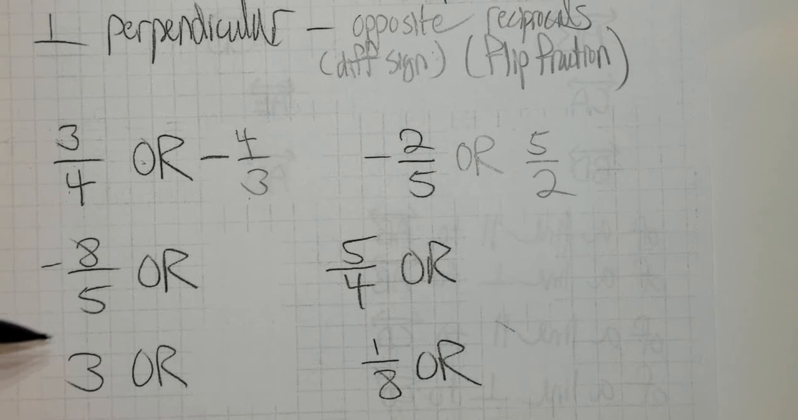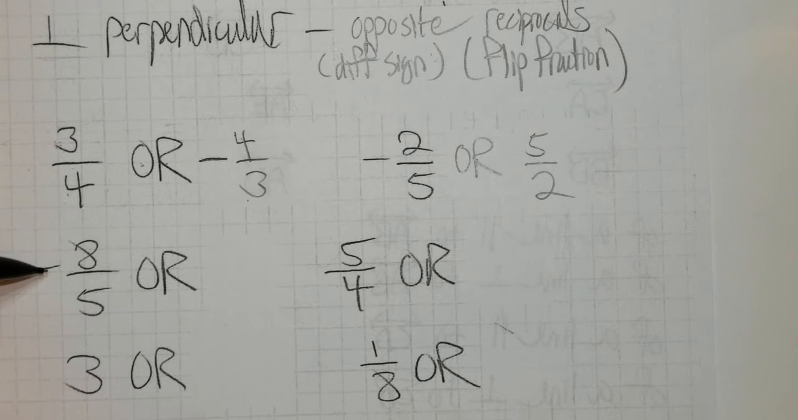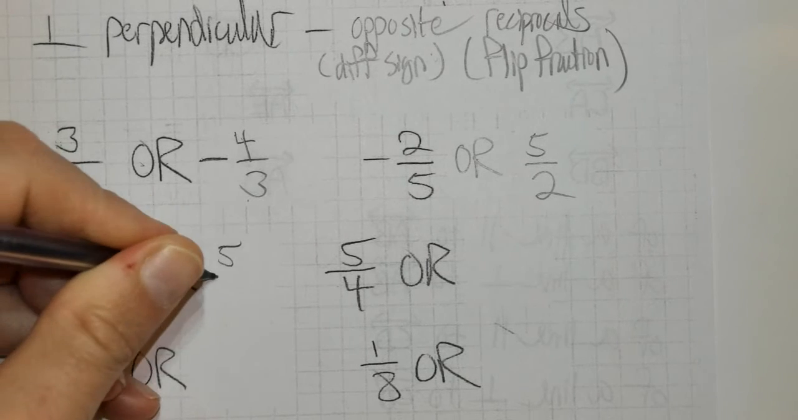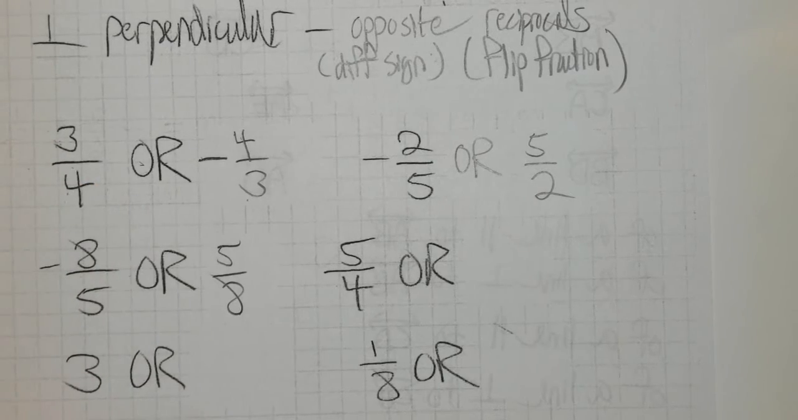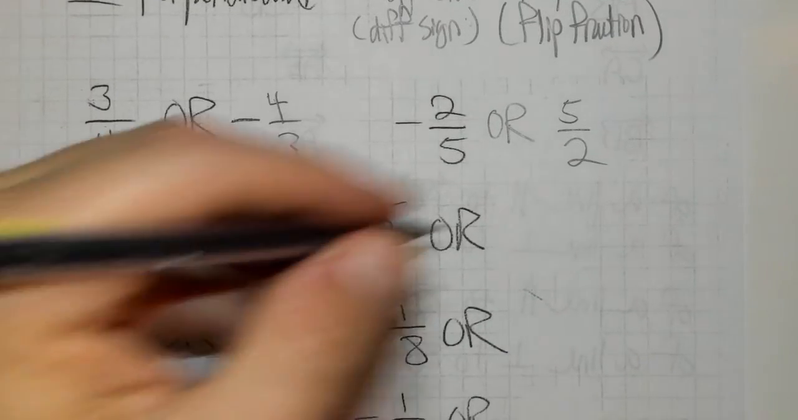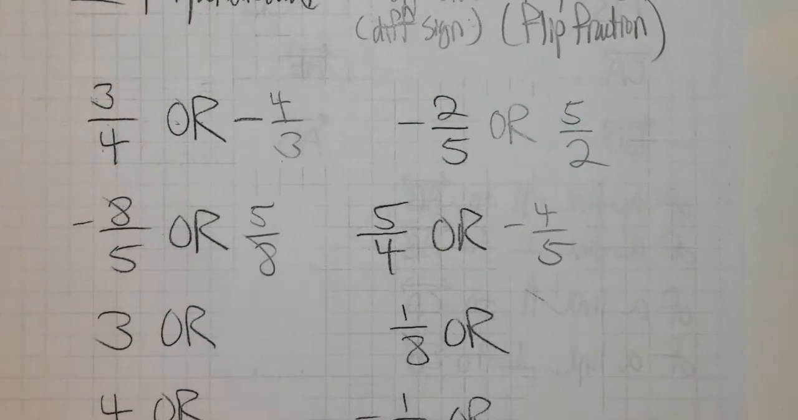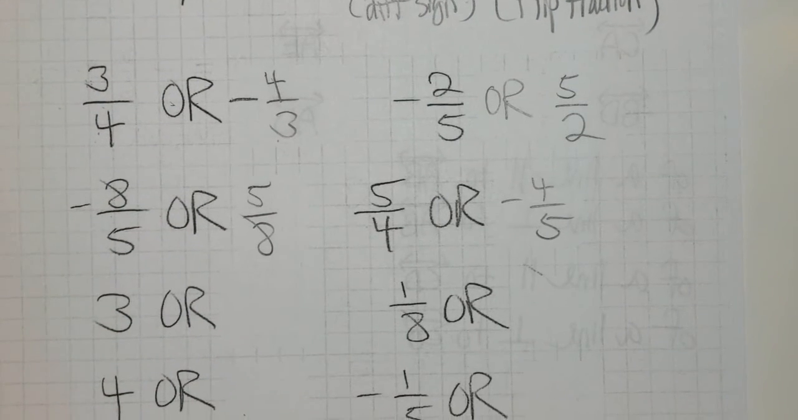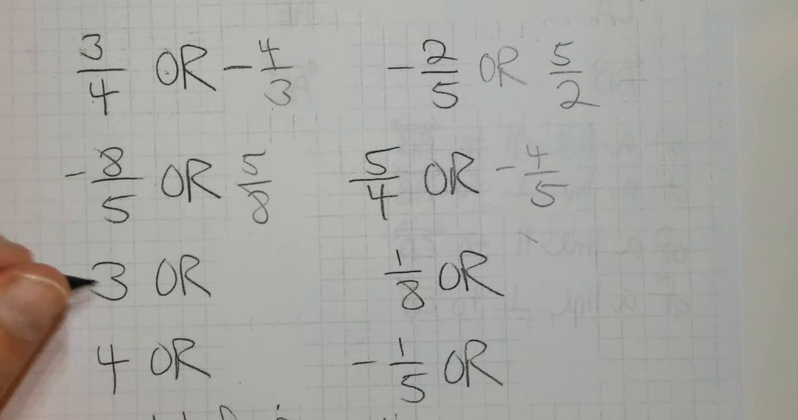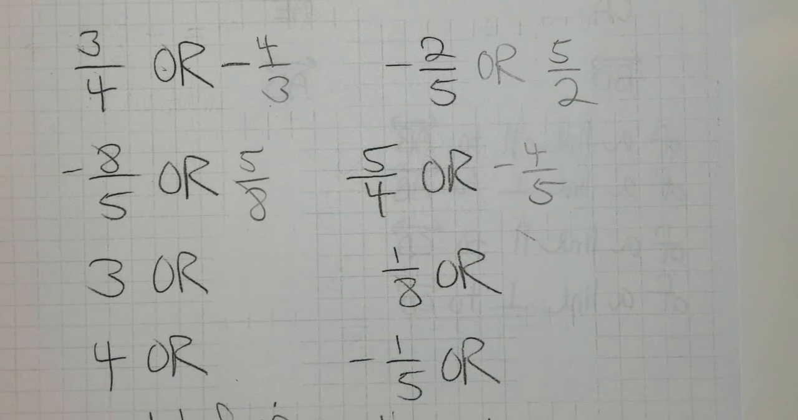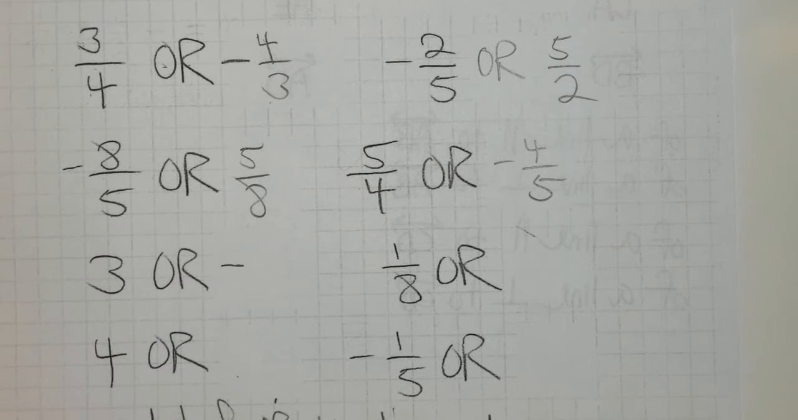All right, so let's continue some more so we can get good at it. The opposite reciprocal of negative 8 over 5 would be positive 5 over 8. The opposite reciprocal of 5 over 4 would be negative 4 over 5. Remember, I'm changing the sign, flipping the fraction. The opposite reciprocal of 3. Now, when we come to this one, this is the first time we've got to think about it a little bit. Opposite is negative, we know that much.